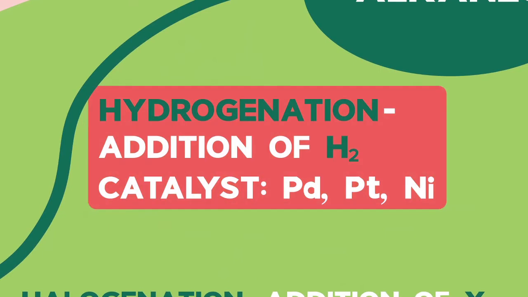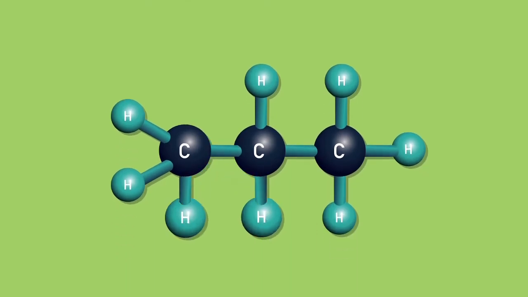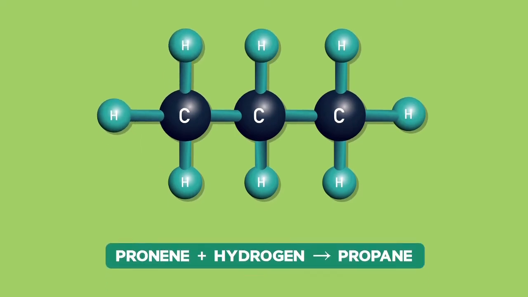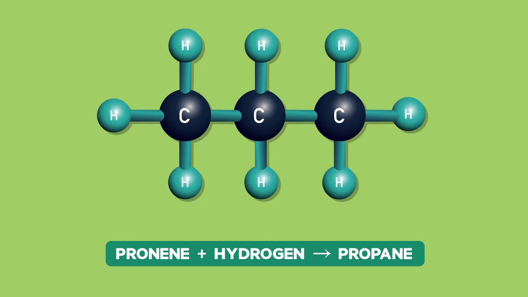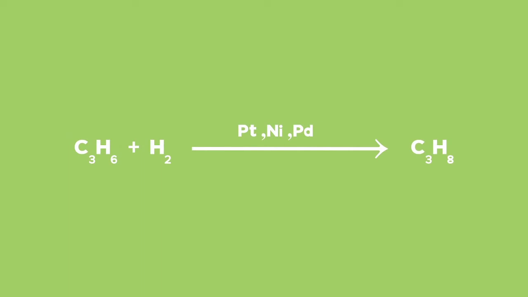The first type of addition reaction is the addition of hydrogen. The special name for this reaction is hydrogenation. If we look at the example of propene, we see the double bond breaks and one hydrogen atom is added onto the one carbon and the other hydrogen atom is added onto the other carbon. The propene now has become propane. Therefore, during this reaction, alkenes or alkynes become alkanes. This reaction is catalyzed by using either platinum, nickel, or palladium.